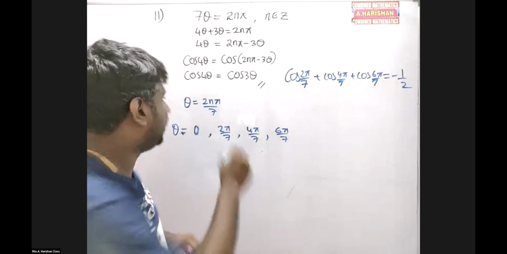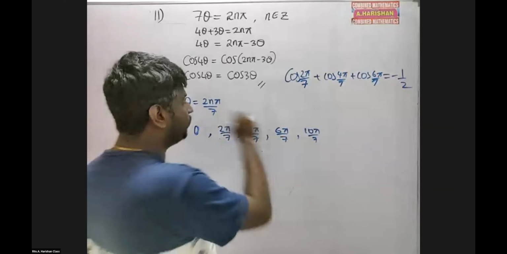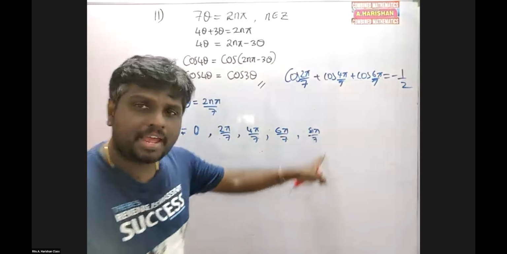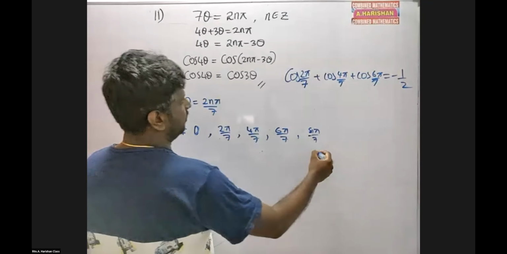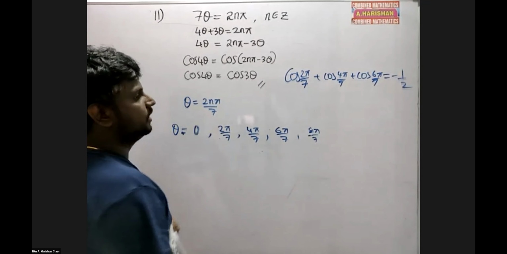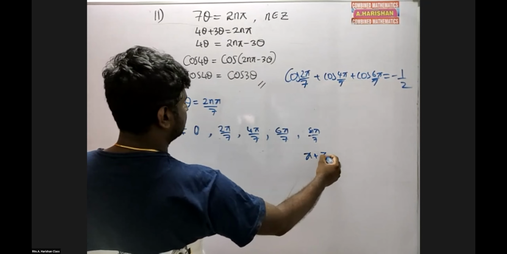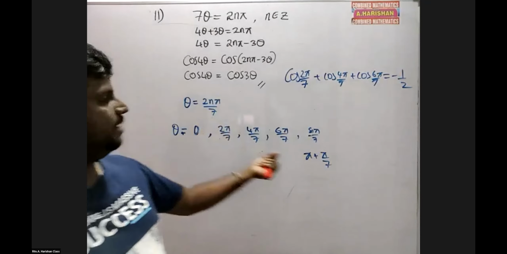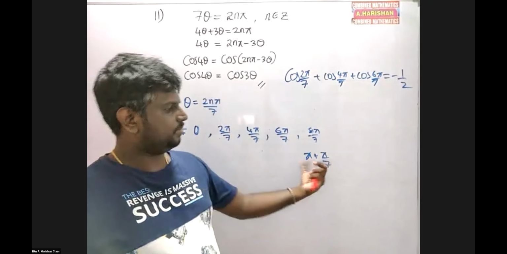So if you put 5 for n, what do you get? 10 pi by 7. Sorry, 4, just 8 pi by 7. If you put 4 for n, you get 8 pi by 7. But how can you think about 8 pi by 7? You can think of it as pi plus pi by 7, isn't it? If you put n equals 4, 8 pi by 7, you can write pi plus pi by 7 or something like that.